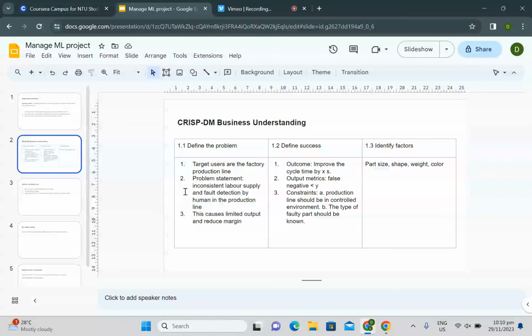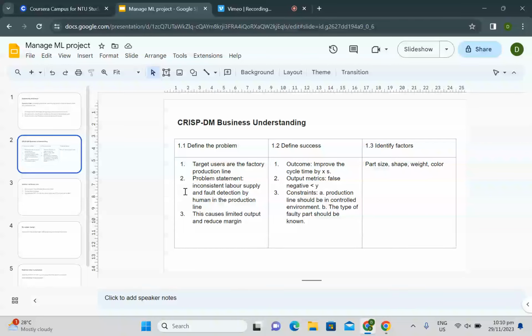And for the output metrics, for me the more important one is that the false negative rate should be lower than a certain percentage, because if the false negative is too high, the quality will have a significant impact. And the constraint is the production, because this is an automated setup, so this whole system will operate in a controlled environment. Another constraint is that the type of faulty part should be known.